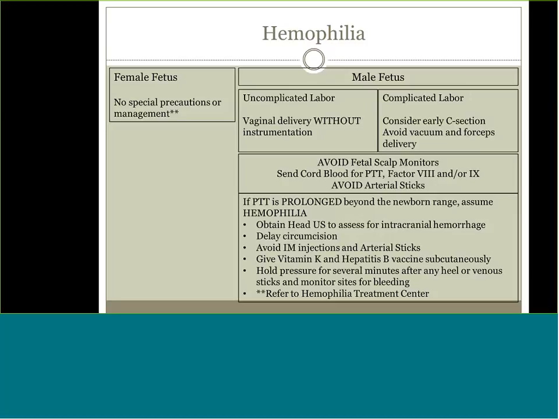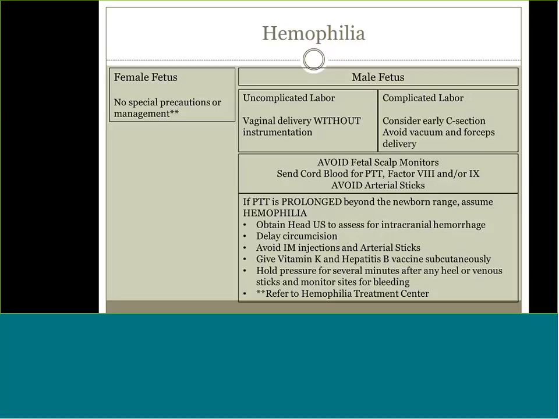If the PTT is prolonged beyond the normal range, and again, all neonatal PTTs look prolonged, it'll highlight in whatever operating system you're using, because they are typically prolonged. But if it's beyond the newborn range adjusted for gestation, you pretty much assume hemophilia. Get a head ultrasound before that child leaves the newborn nursery. Delay circumcision. You want to avoid IM injections and arterial sticks.